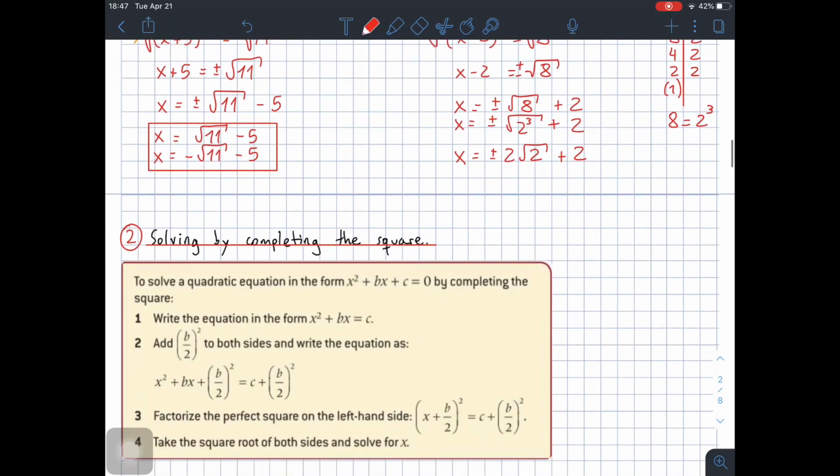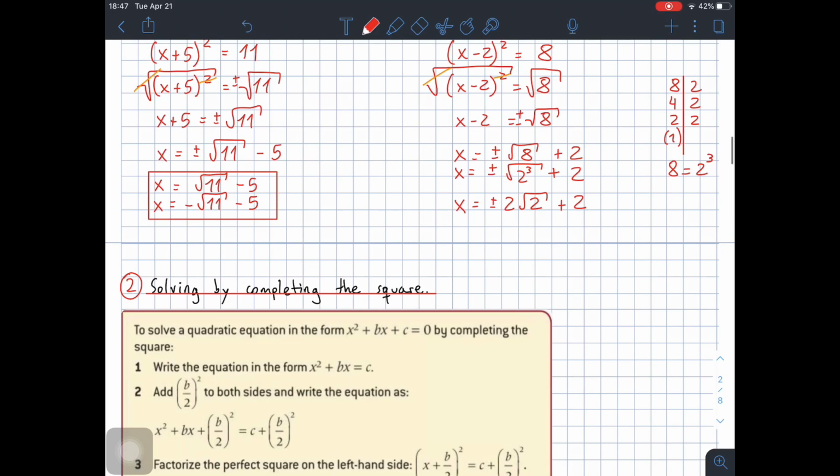So the two possible solutions would be, let me take this a little bit up. The two possible solutions are x equals positive 2 root 2 plus 2 and negative 2 root 2 plus 2. These are the two solutions for this exercise. Okay, so I hope this is clear enough.